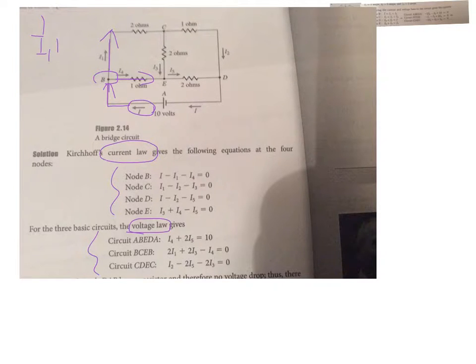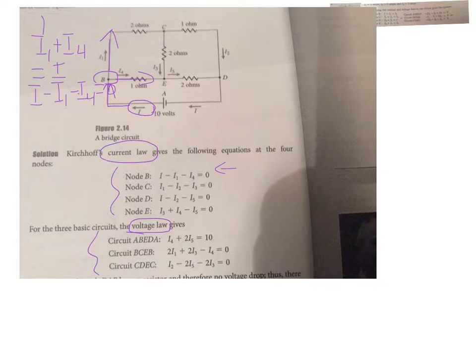And so I1 and I4 have to be equal to I. So if I put all the I's on one side, I end up with I minus I1 minus I4 equals 0. And that's how I get this equation right here.